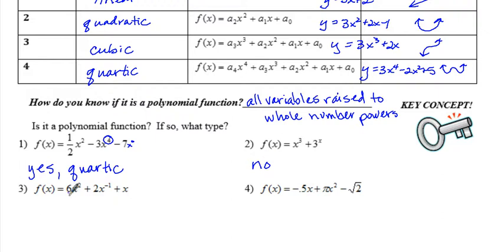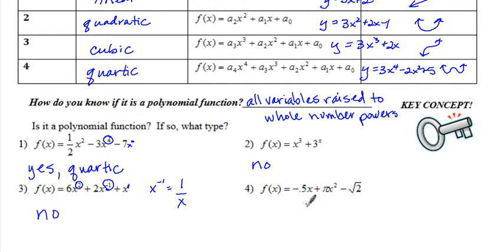Similarly, number 3, we've got a quadratic power here, and we've got a linear power here, but this one right here is a troublemaker. If you recall from earlier lessons, x to the negative 1 can also be written as 1 over x. Either way, these are not positive whole number powers, and so this one kicks it out of the running for a polynomial function.